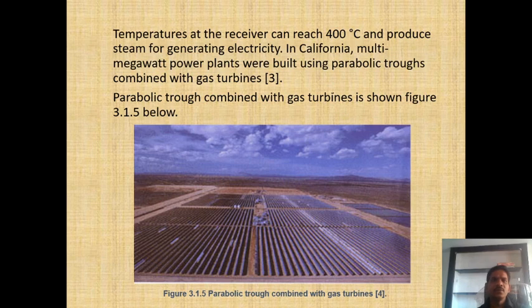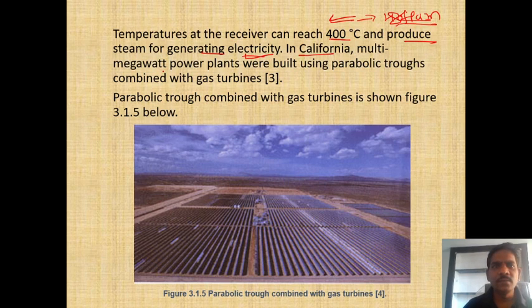Okay. So how much temperature can the receiver reach? It is 400 degrees Celsius temperature of the water, meaning we get 400 degrees Celsius temperature in the parabolic trough system, children, and it produces steam for generating electricity. At this temperature the water will directly convert into steam, and this steam we can utilize for generation of electricity.